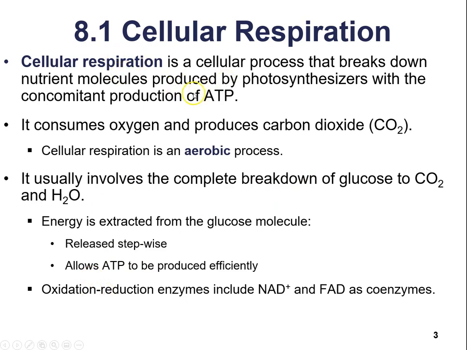If you want to look at the definition here: a cellular process that breaks down nutrient molecules. Again, you're not always starting with carbohydrates. Obviously the cell can break down fat to produce energy as well. So we'll talk about that a little bit, I believe at the end of the chapter, just double check that. It shows where the cell can break down different types of biomolecules to feed into the cellular respiration process to generate ATP. So it's not only glucose.